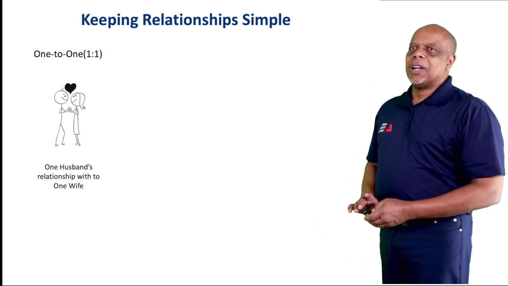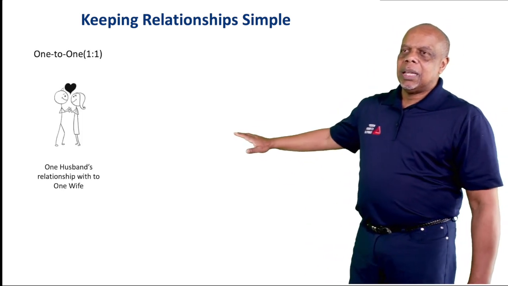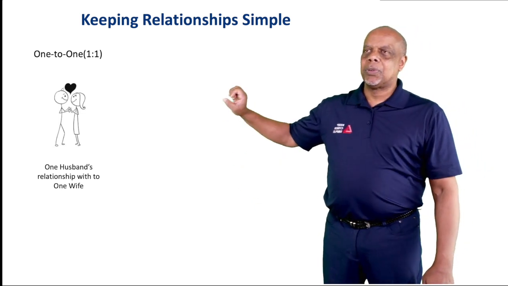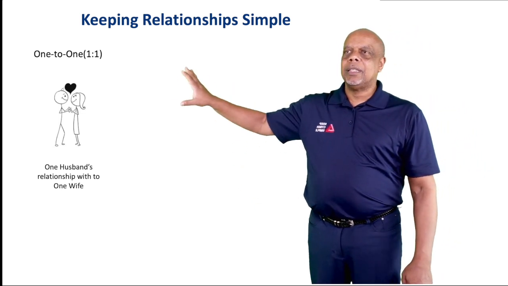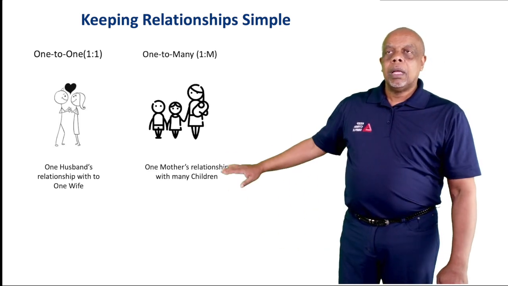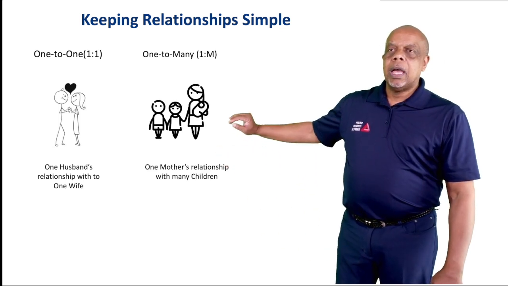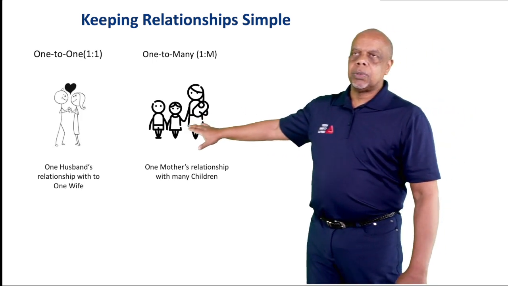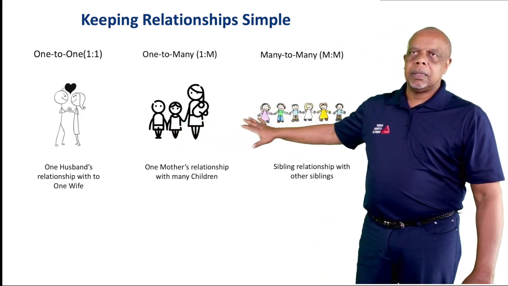When we think about a one-to-one relationship, one husband's relationship with one wife. The way that it was designed to be done, a one-to-one. All right, now what about one-to-many? Well, you think about this. One mother can have a relationship with many children. One mother, many children. One-to-many.